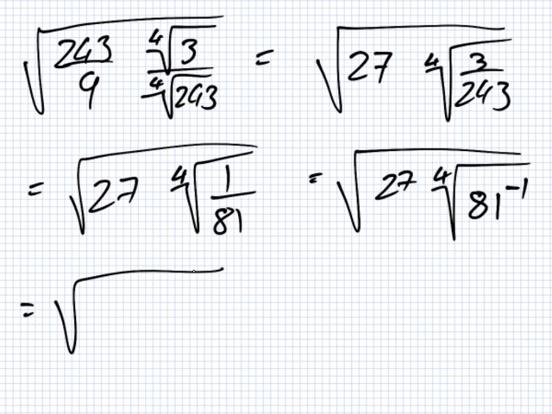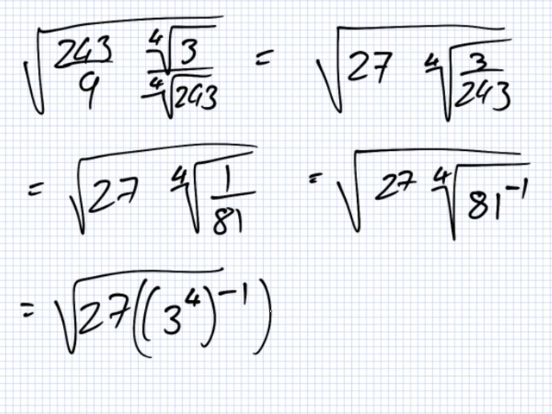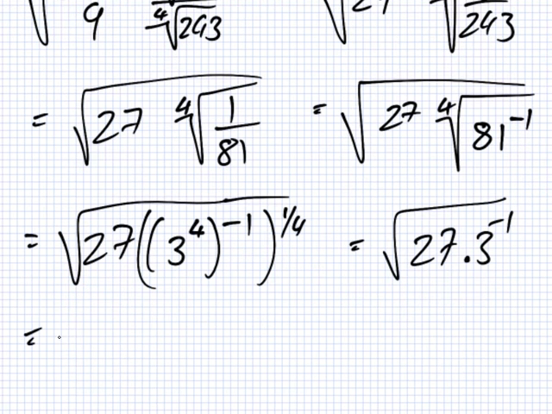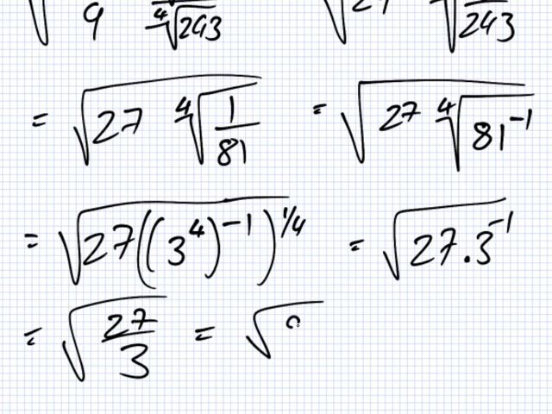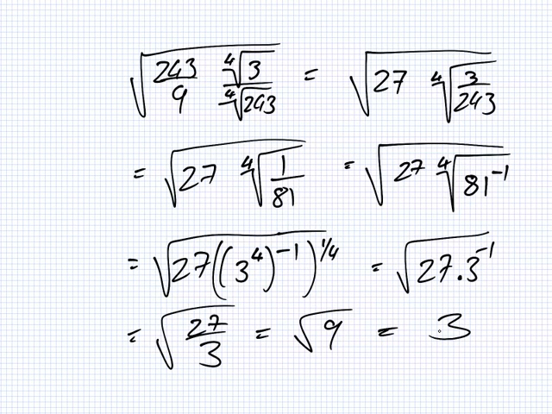So this is square root 27. 81 is actually 3 power 4. So 3 power 4 times -1. But the fourth root is power a quarter. When you multiply these 3 together, what are you left with? You're just left with -1, aren't you? 27 times 3 minus 1. That's 27 over 3. That's 9, which is 3. So the answer is 3 for this one.